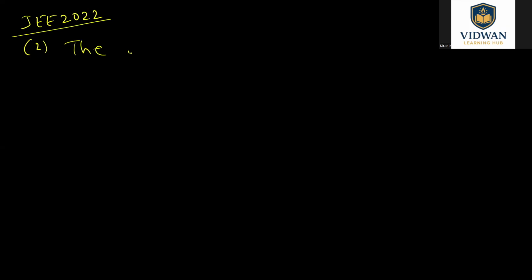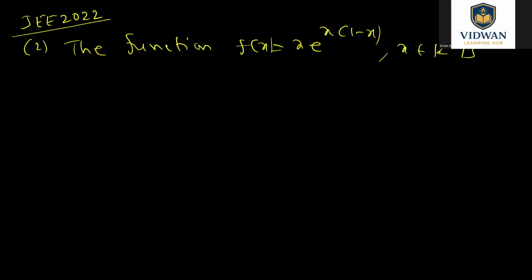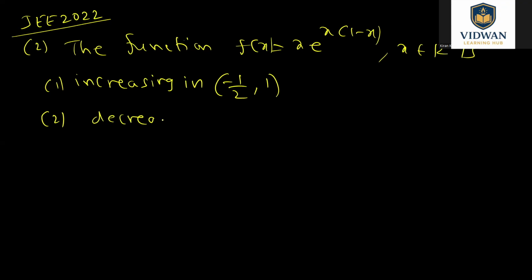The function f of x equal to x into e power x into 1 minus x, where x belongs to R, is: first option, increasing in minus half to 1. Second option, decreasing in half to 2.